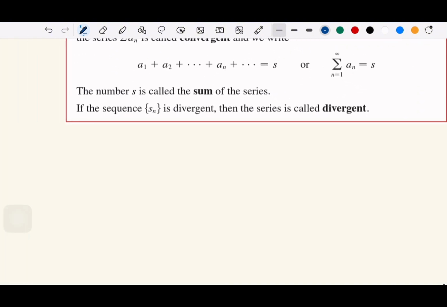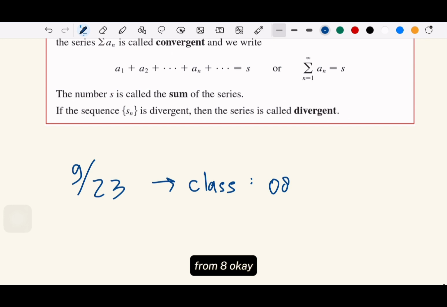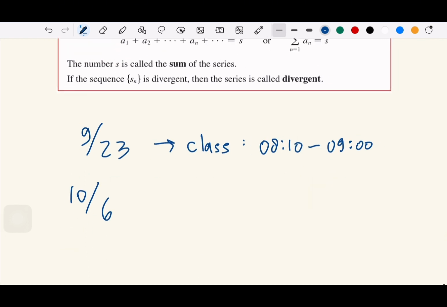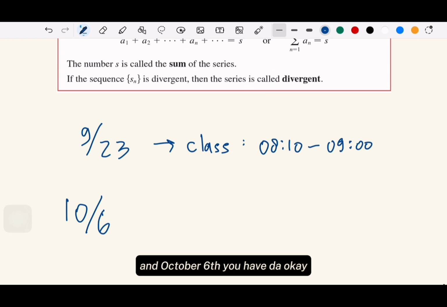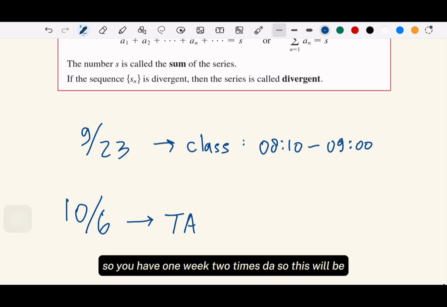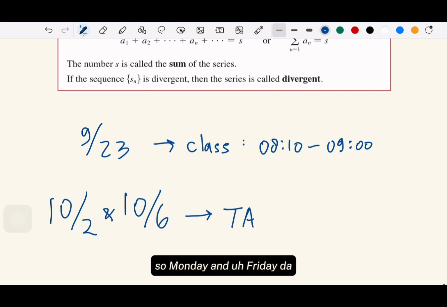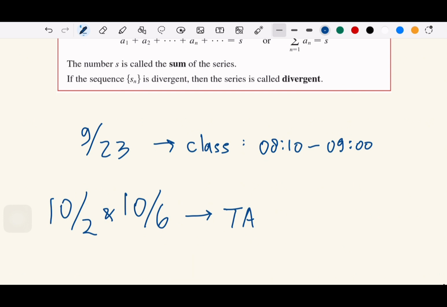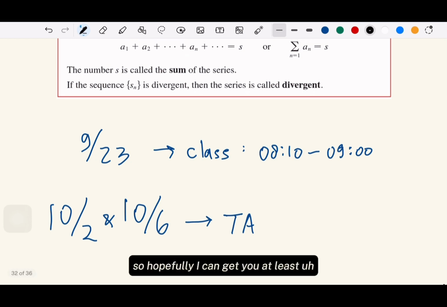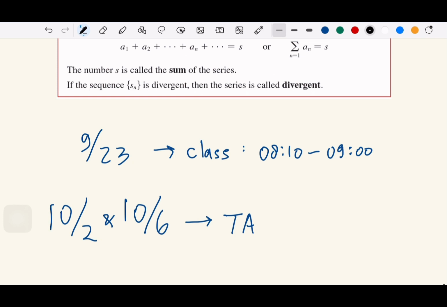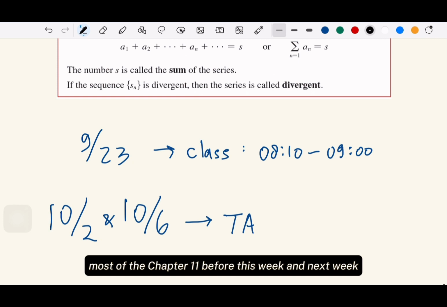So tomorrow, 23, we have a class from 8, just 1 hour. And October 6th, you have TA. So you have 1 week, 2 times TA, so Monday and Friday, TA. So hopefully, I can get you at least most of chapter 11, for this week and next week.